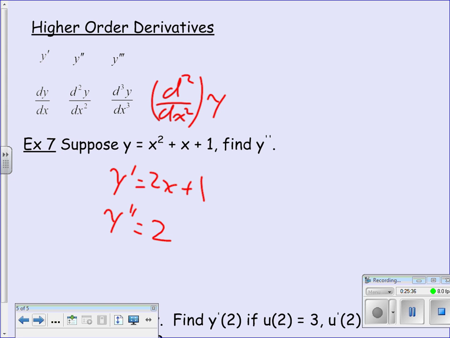Eventually, it will become 0, with one more derivative than the highest power. That happens with polynomials. Other functions, it gets more complicated. Gentlemen, questions?